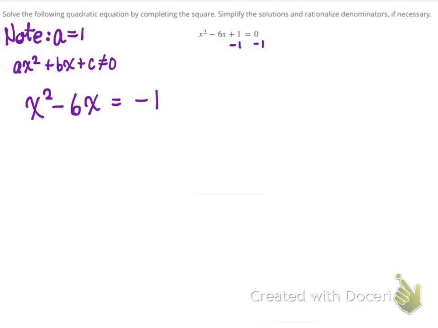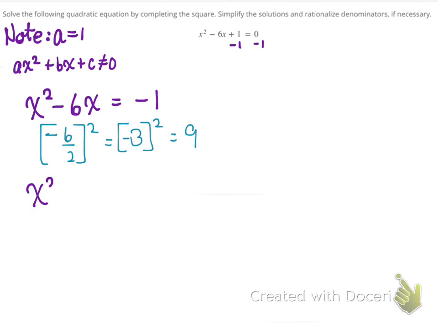Okay, now I'm going to take half of the middle term, which is my b term. This is going to be -6. Take half means divide by 2 and square it. This gives me -3 and square it, which gives me +9. I'm going to add this 9 to both sides. x squared minus 6x plus 9 equals -1 plus 9.